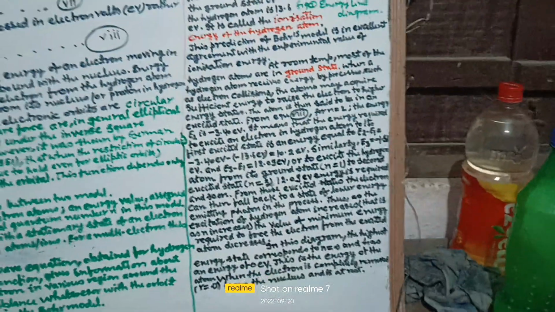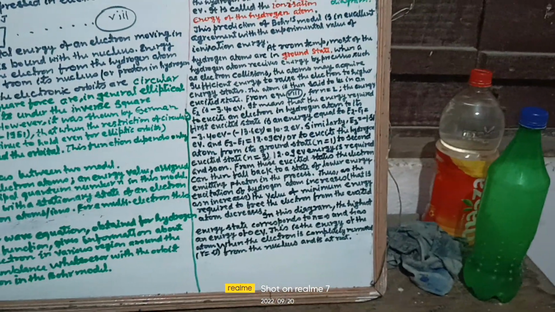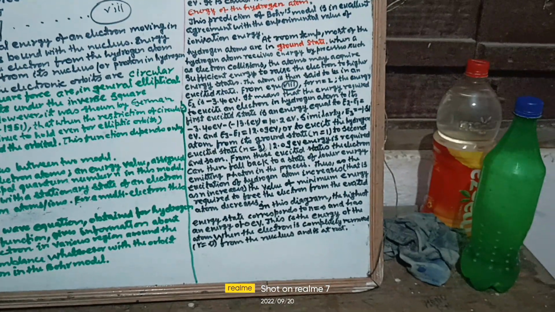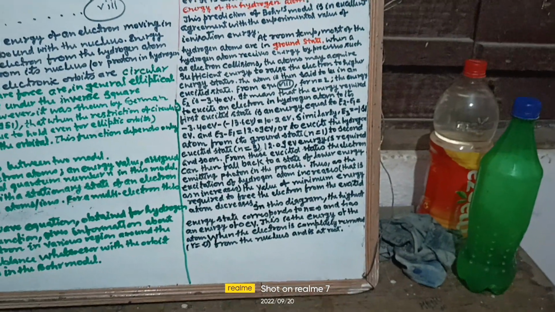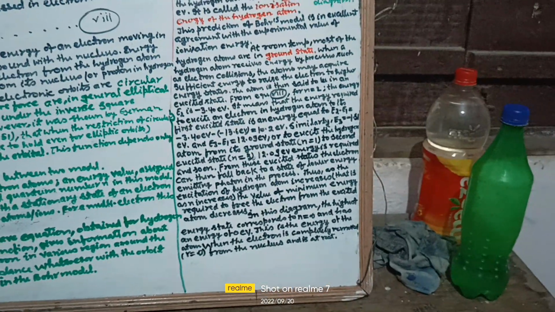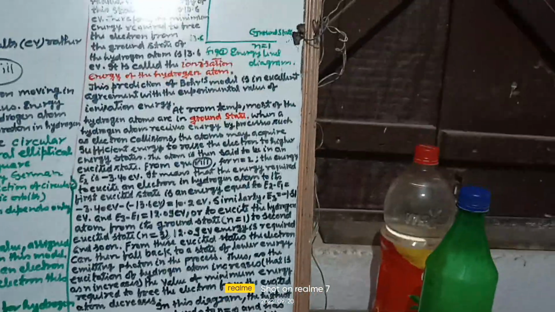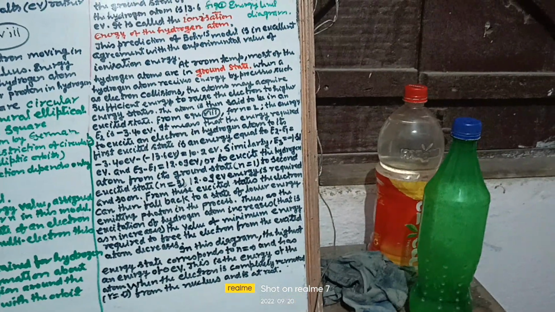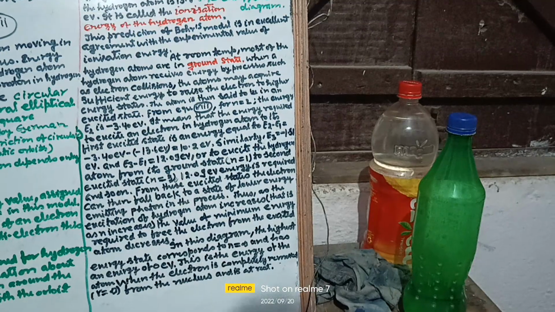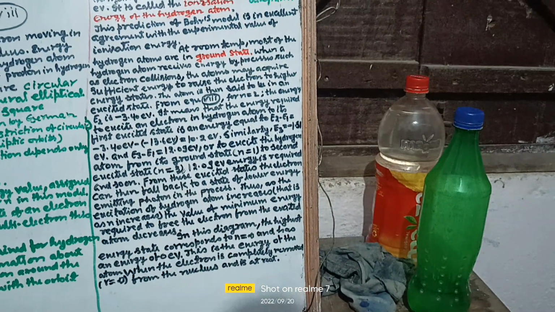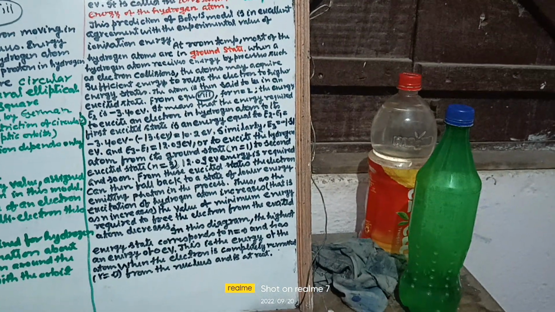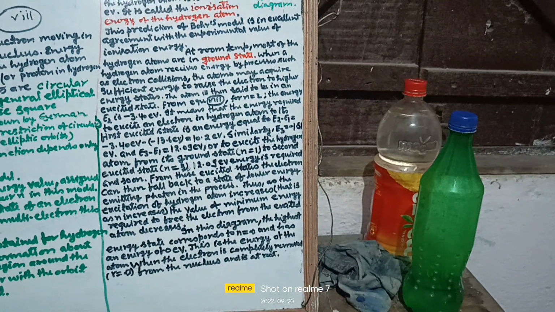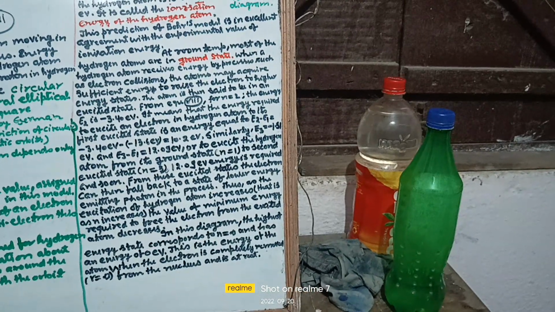In this diagram, the highest energy state corresponds to n equals infinity and has an energy of 0 electron volt. This is the energy of the atom when the electron is completely removed, r equals infinity, from the nucleus and it is at rest.